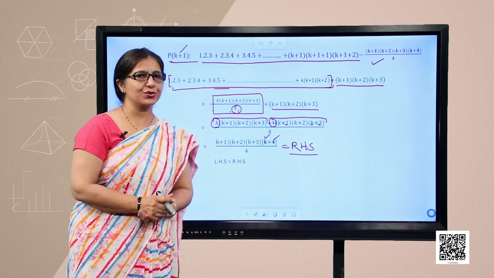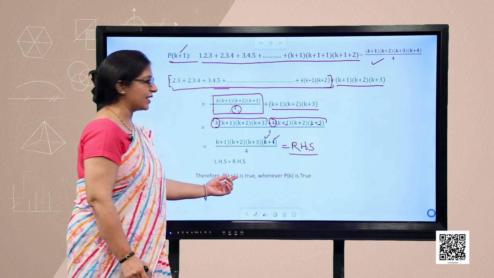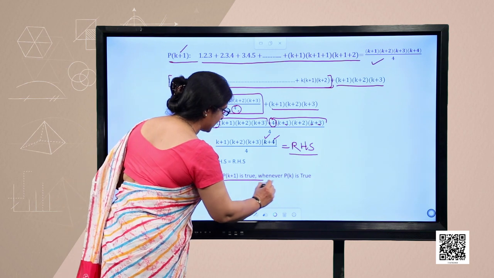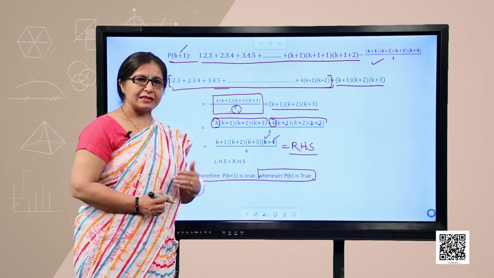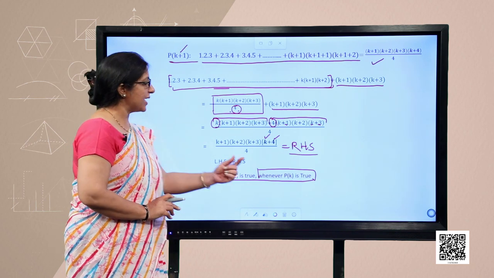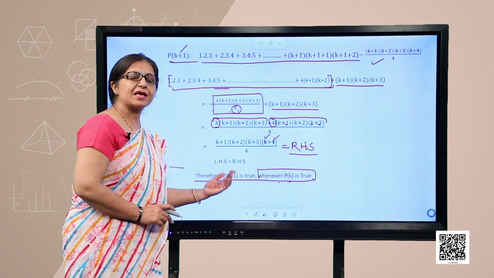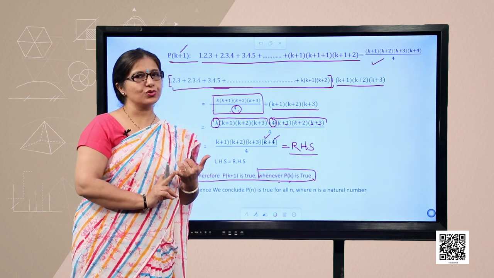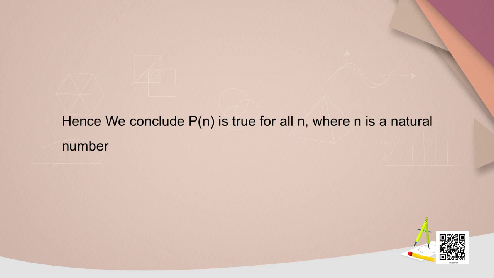So, left hand side is equal to right hand side, and thus we can say that the statement Pk plus 1 is true whenever Pk is true. Whenever we write this statement, you must have noticed, we write whenever Pk is true. We are proving the truth of Pk plus 1 when we assume that Pk is true. If Pk is not true, we cannot prove that Pk plus 1 is true. So, after we have proved that Pk true implies Pk plus 1 true, we can say that the statement Pn is true for all n, where n is a natural number.